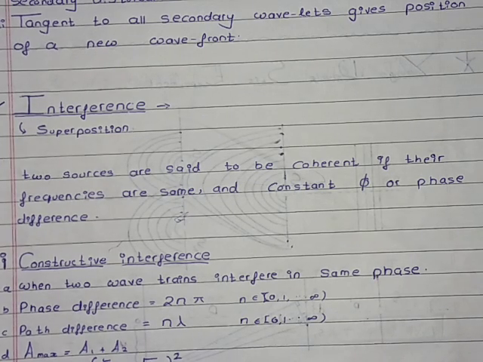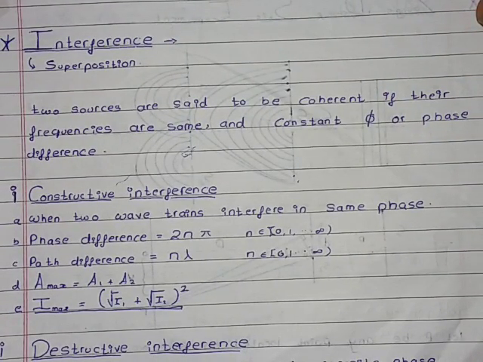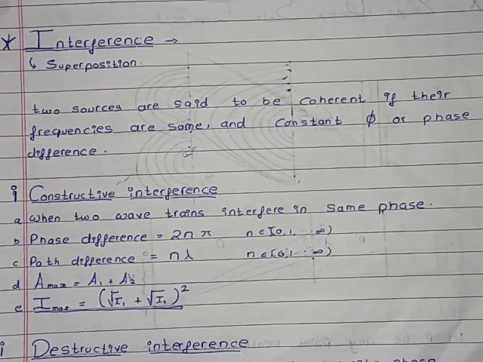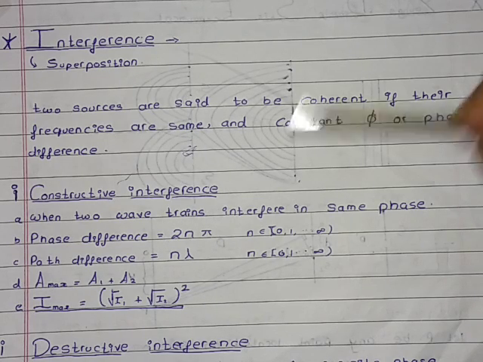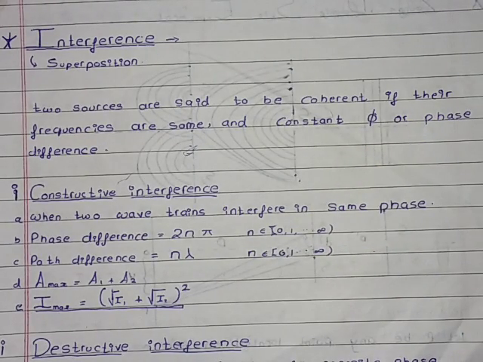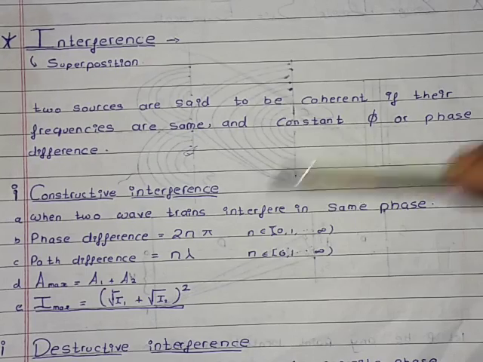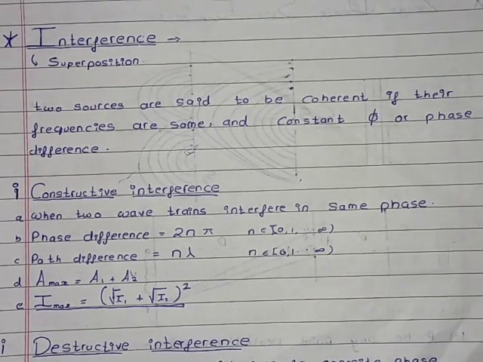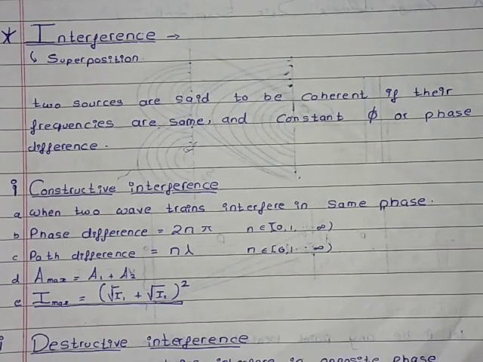Now, constructive interference is when two wave trains interfere in the same phase. When they are in the same phase, or in the same direction, or at the same angle of phase, then they are coherent. They give constructive interference when the phase difference is 2n times pi, that is, an even multiple of pi, and the path difference is n lambda, where n is 0 to infinity. And what is the maximum amplitude of the wave?